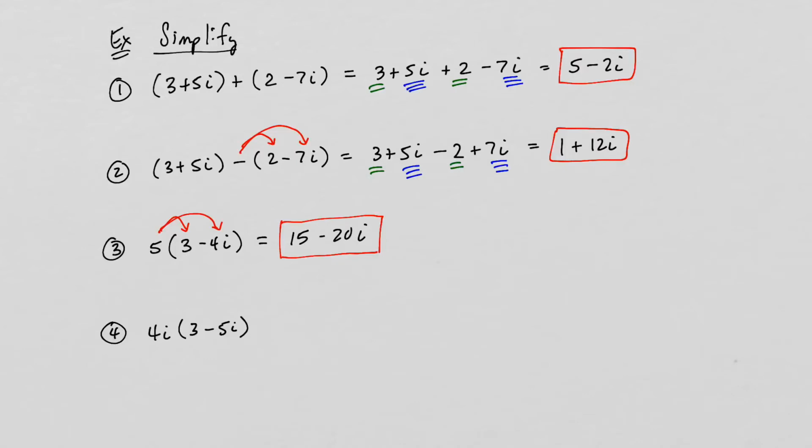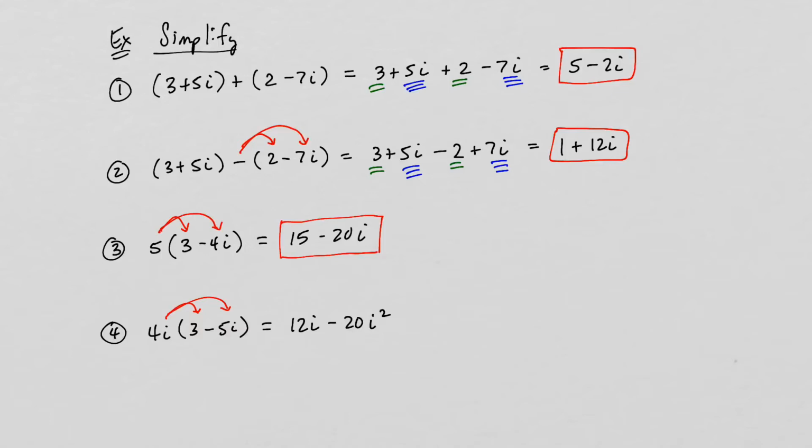Now in our next example, it's the same type of problem, except now we have an imaginary number multiplied to a complex number. Once again, we need to distribute. 4i times 3 is 12i. And then 4i times negative 5i is negative 20i squared.